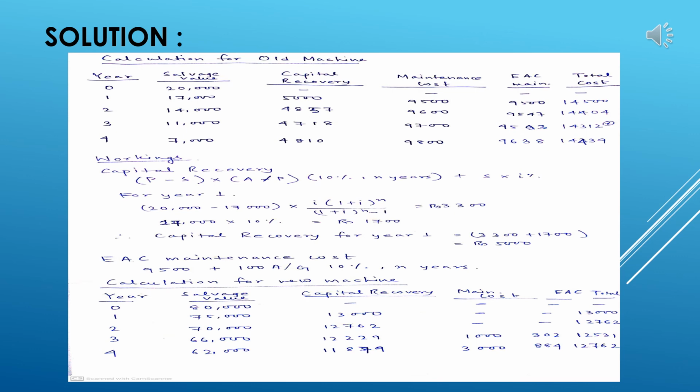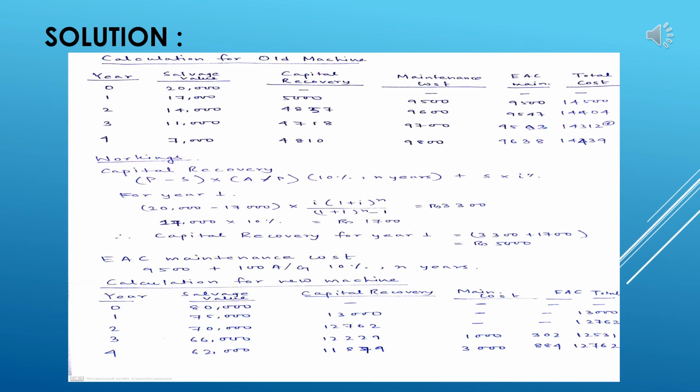And moving on to the rest part, where I say salvage value into that interest rate, we are having the current year salvage value of 17,000 into 10%, which is giving us the figure of 1,700. Adding up those two values, we basically get the capital recovery cost for the first year, which is treated as 5,000, and for that similar year the maintenance cost is at 9,500.